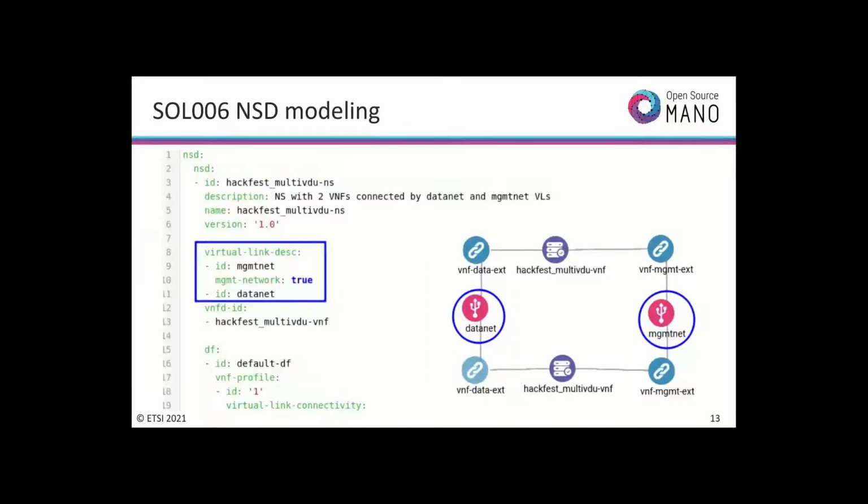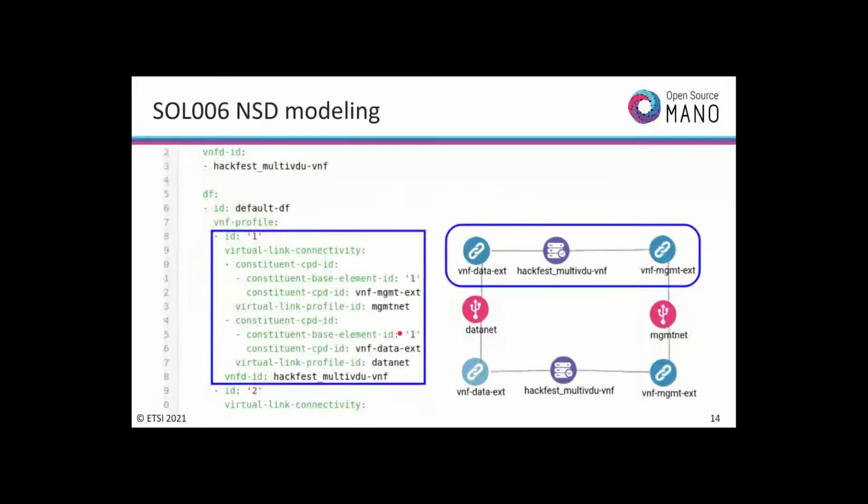So we are connecting the two data external points of this BNF to this datanet link, and we are connecting this to management connection points with this management virtual link. Again, there's no need to look into a lot of detail of that here. Then just making an overview of some of the common things that we do on these descriptors.